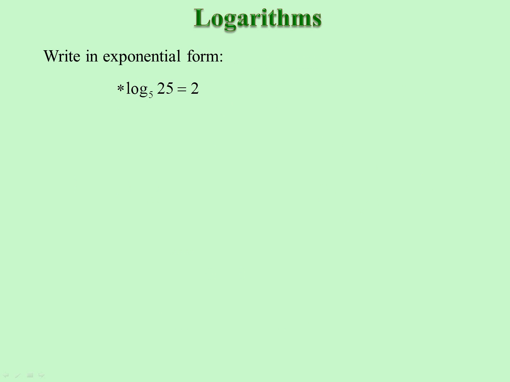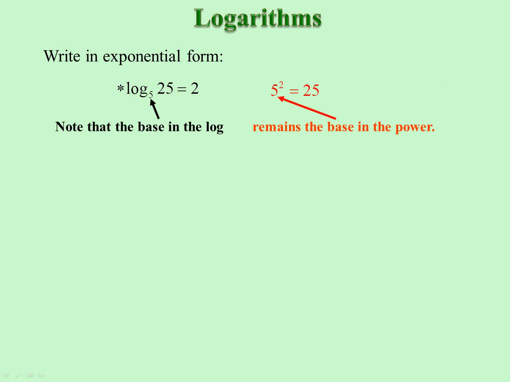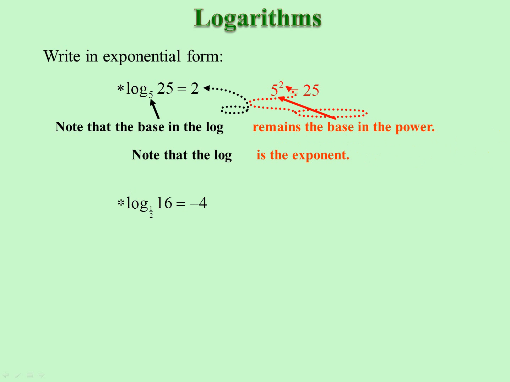So, writing in exponential form. That means base to the exponent equals 25. Base in the log remains base in the power. The log is equal to the exponent. Base to the exponent equals the number.